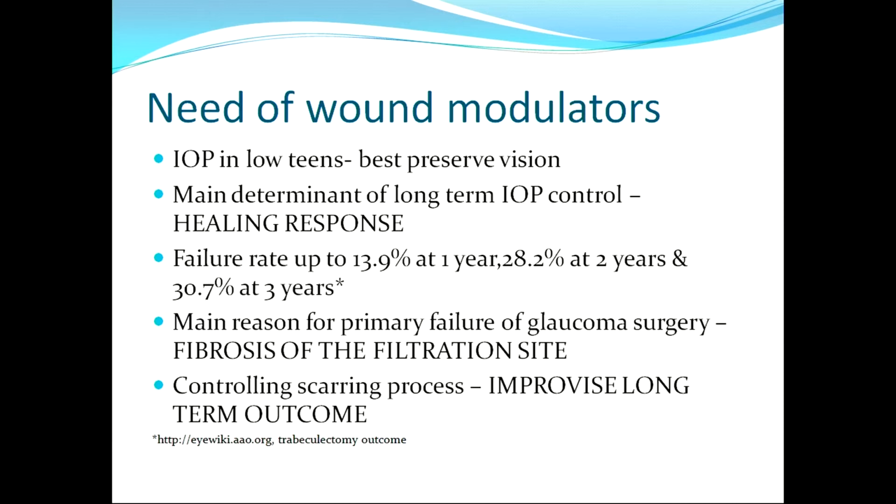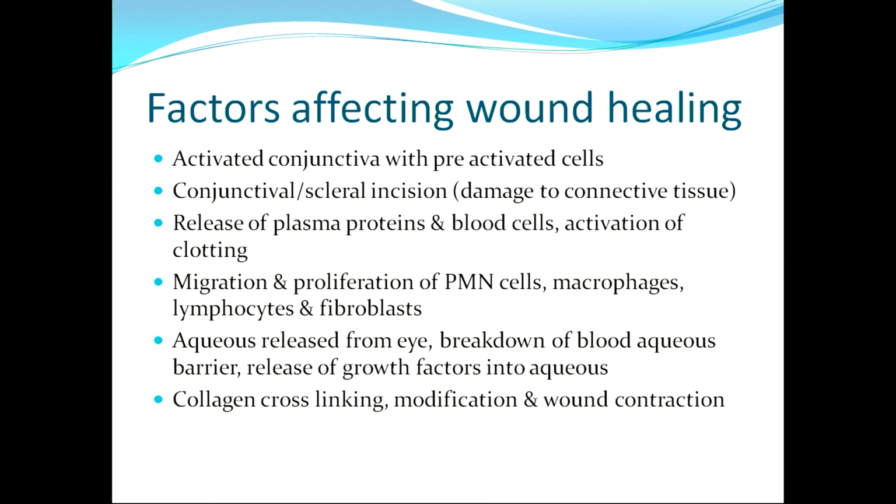To preserve the vision, we require IOP in the low teens, and the main determinant for long-term IOP control is the healing response. The main reason for failure is fibrosis and scarring, which leads to failure of the bleb. So, to control the scarring process and give the patient long-term IOP control as well as functional vision, we need wound modulators to prevent the scarring process.